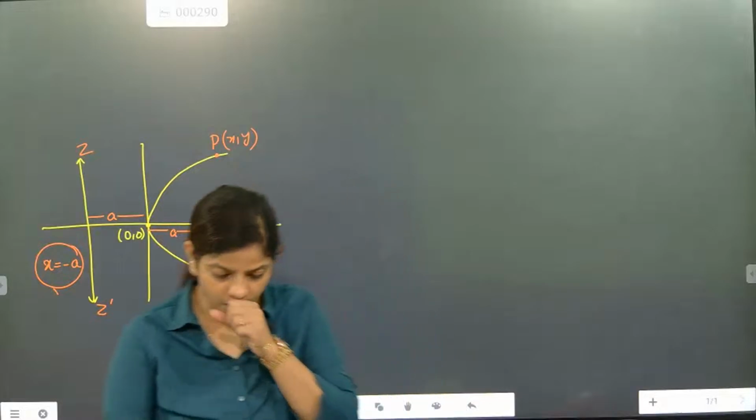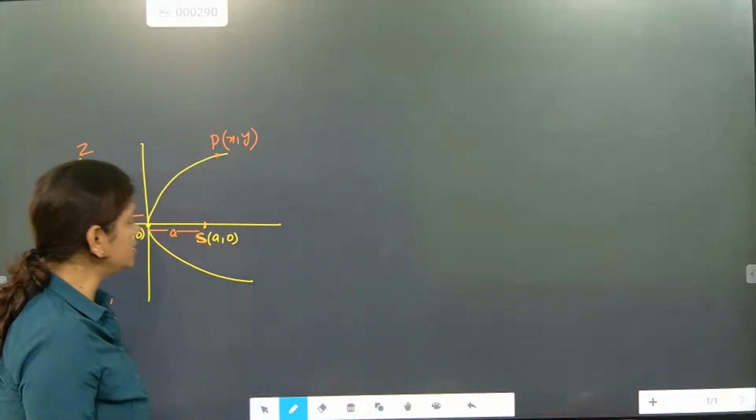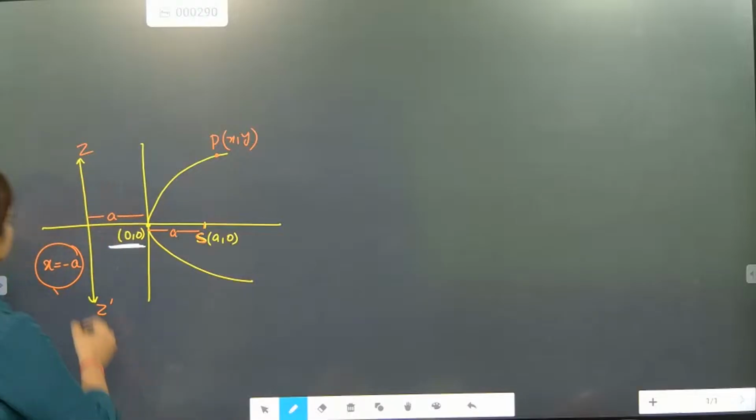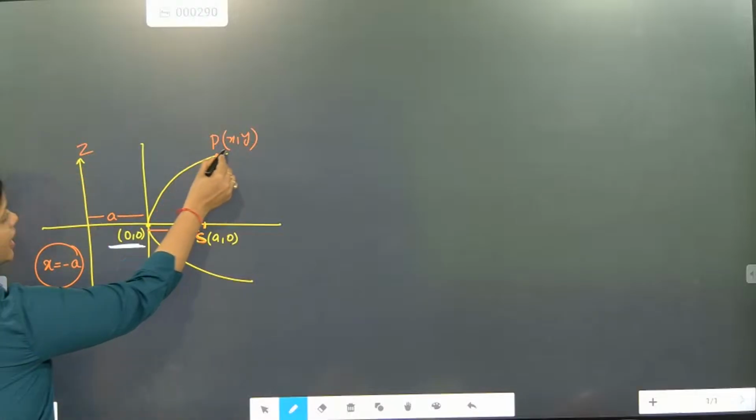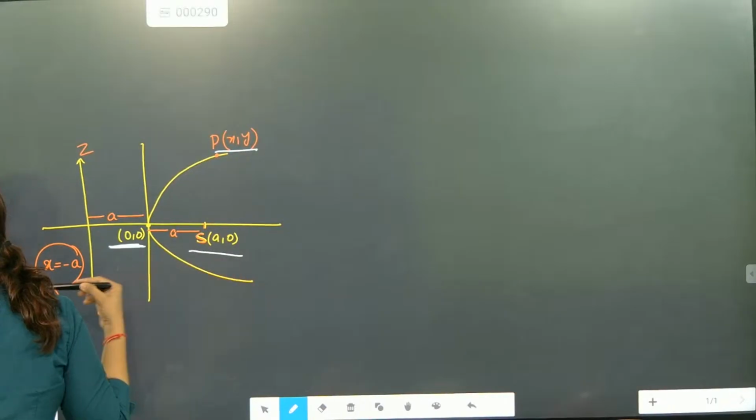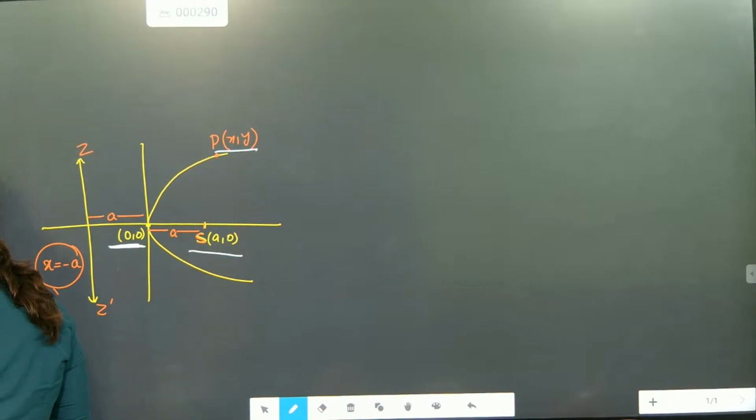In the parabola part, this will be at the origin, this will be acting as a vertex, okay? And this will be the directrix, this is the arbitrary point P(x, y), and this is considered as the focus.